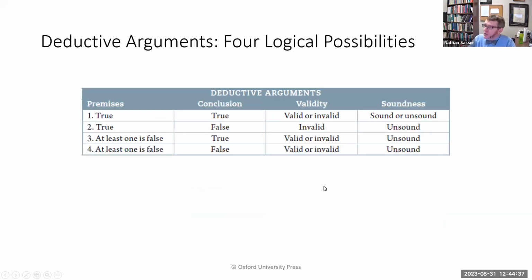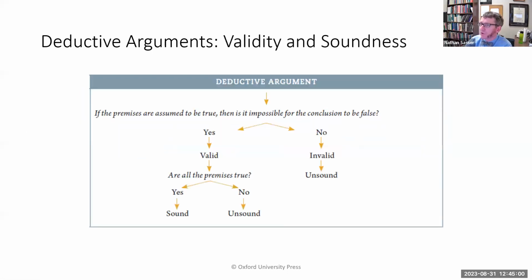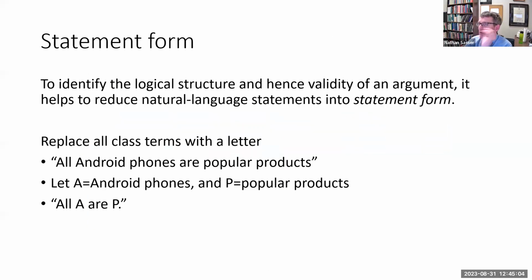Okay, so you've got four possible ways that you can evaluate a deductive argument. If you've got an argument whose premises are true and the conclusion is true, let's see. Let me back up here. This is basically a chart form of determining the decision tree. So I'm not going to walk through the whole chart. You can do that on your own.